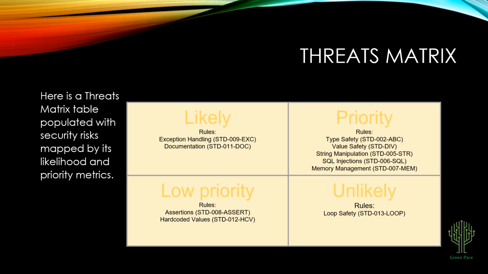This threats matrix categorizes key security risks by their likelihood and priority, aligning them with specific coding standards. High priority areas include type safety, value safety, string manipulation, SQL injection, and memory management, as these present significant security threats if not properly addressed. Exception handling and documentation are classified as likely concerns, while assertions and hard-coded values are considered lower priorities. Automated tools like SonarQube can assist in enforcing these standards, ensuring code quality and security compliance across the development process.